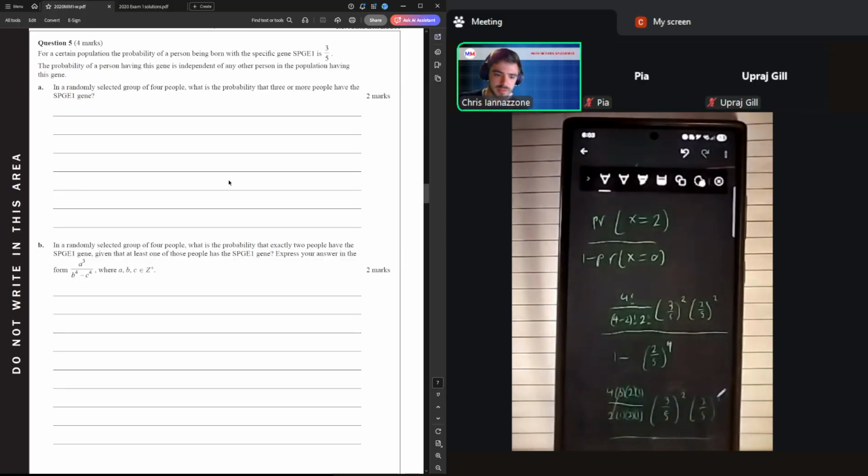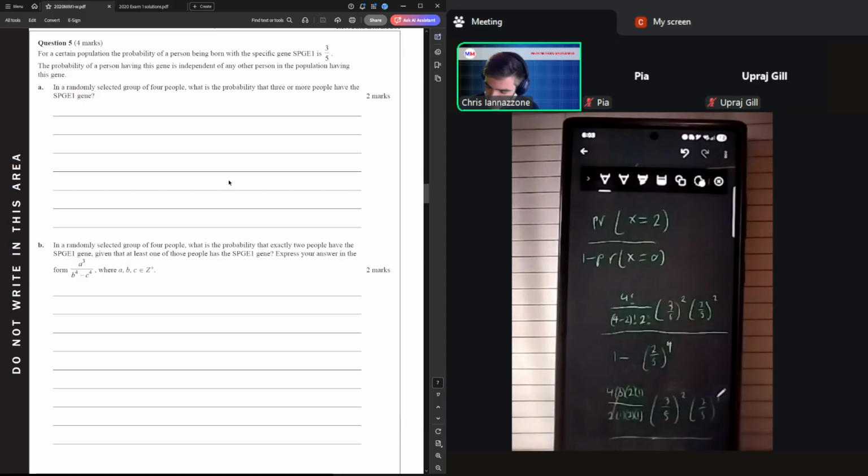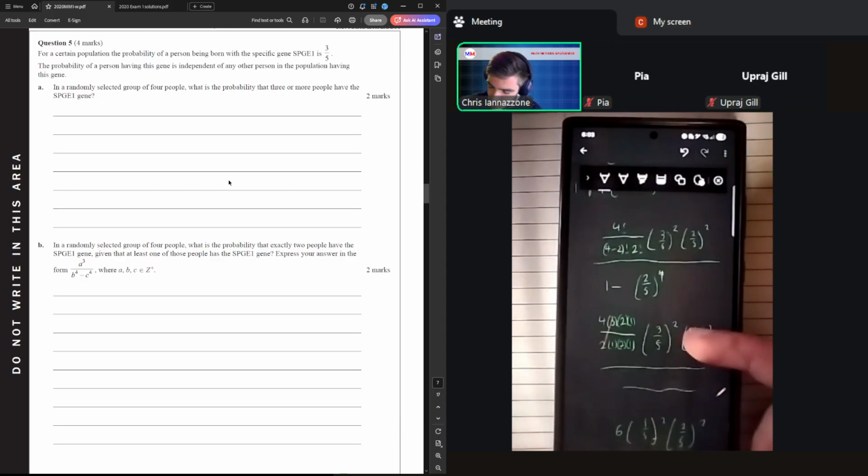So first things first, the intersection of those two things is going to be just probability x equals 2. You've got x equals 2 given x greater than or equal to 1. The intersection is going to be x equals 2. Then on the bottom, at least 1 having the gene, that's x greater than or equal to 1. The opposite of that, to make the Bernoulli sequence significantly easier, is to do 1 minus x equals 0. And from there you play with it.